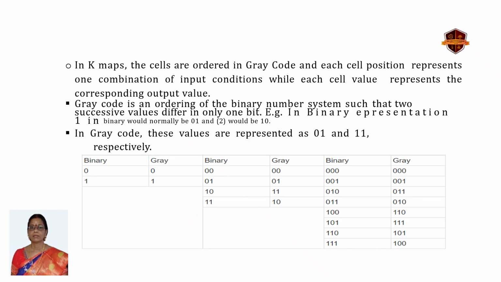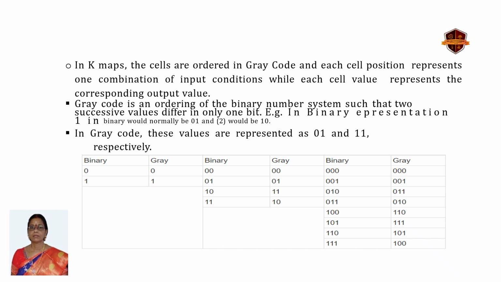In K-maps, the cells are ordered in gray code and each cell position represents one combination of input conditions, while each cell value represents the corresponding output value. What do you mean by gray code? Gray code is another form of binary system. For example, in binary representation, 1 is given as 0, 1 and 2 is represented as 1, 0. Whereas in gray code, these values are represented as 0, 1 and 1, 1.